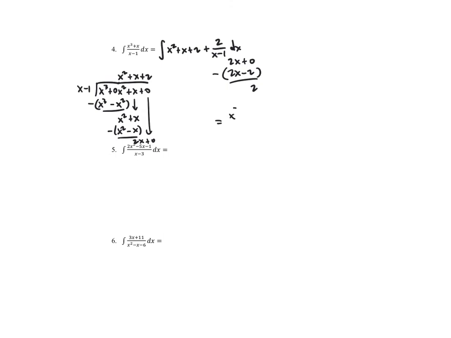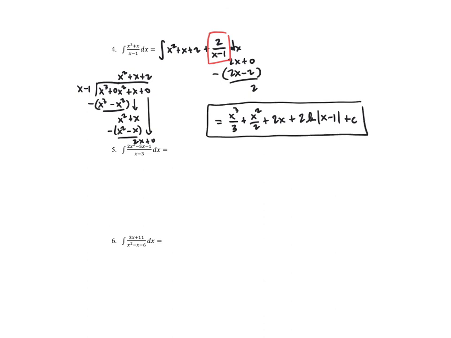That would be x cubed over 3 plus x squared over 2 plus 2x, and then of course the integral of this last expression here, as you can probably anticipate, you could use the u-sub if you want. It's going to be plus 2 times the natural log of x minus 1 plus c. All right, there you have it. That's a pretty awesome example.